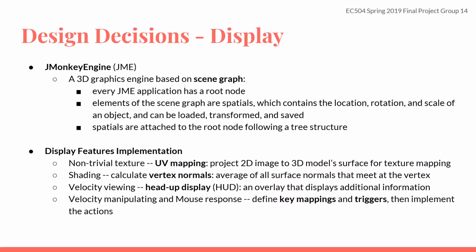We chose JME for the display part. It's a 3D graphics engine based on a scene graph. Every JME application has a root node, and elements of the scene graph are spatials, which are attached to the root node as children nodes. UV mapping is used to apply texture. Basically it projects a 2D image to the 3D model surface. The shading can be easily applied by JME, given the figure's vertex normals. An HUD overlay is added to show real-time velocity. Velocity manipulation and mouse response are implemented after defining key mappings and triggers.